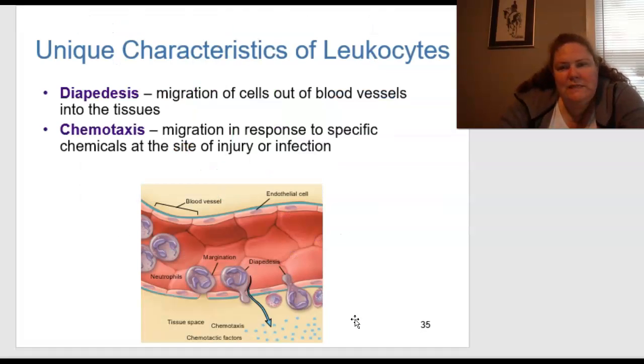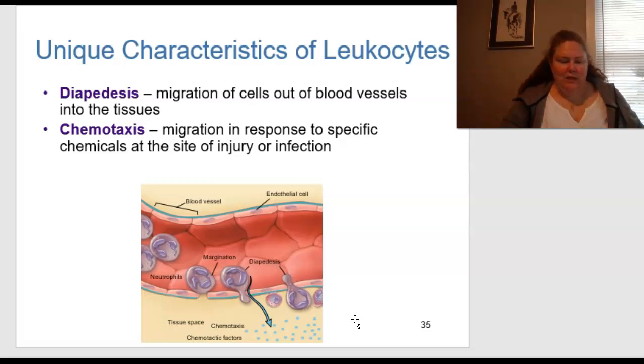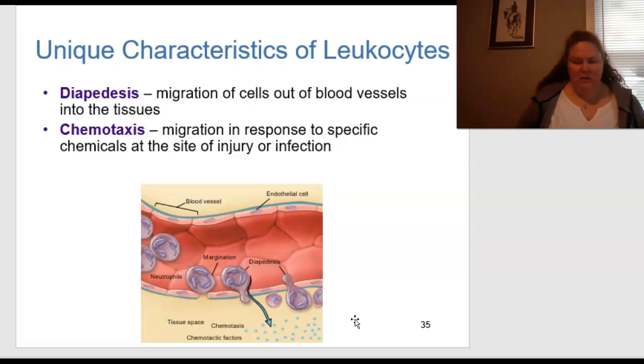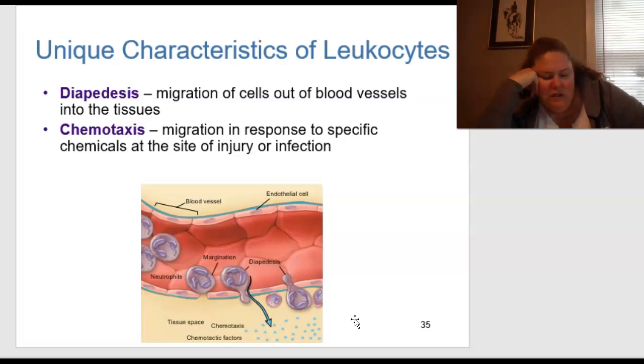Leukocytes have some unique characteristics, and one of them would be diapedesis, and this would be the migration of cells out of the blood vessels and into the tissue. Then you also have chemotaxis, and this would be a migration in response to a specific chemical at that site of injury.